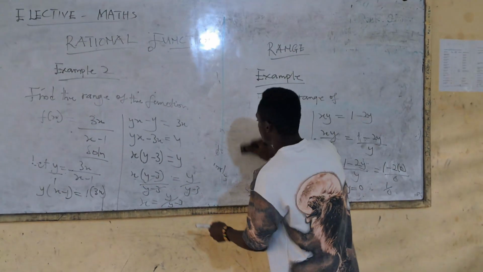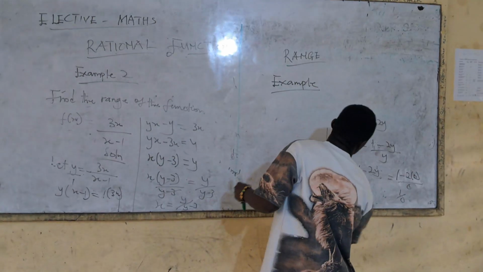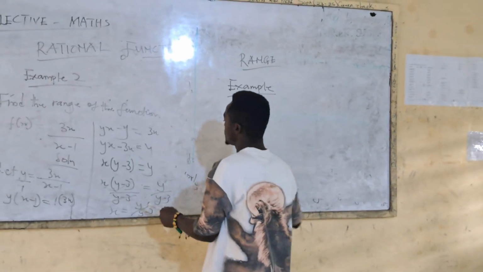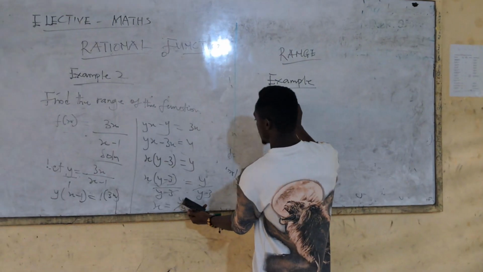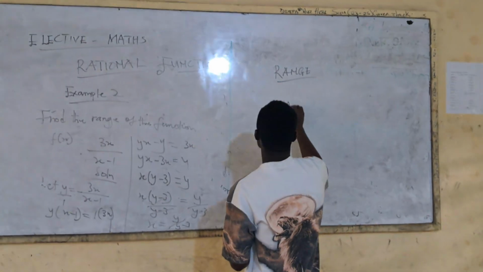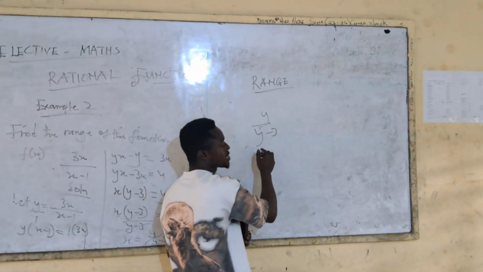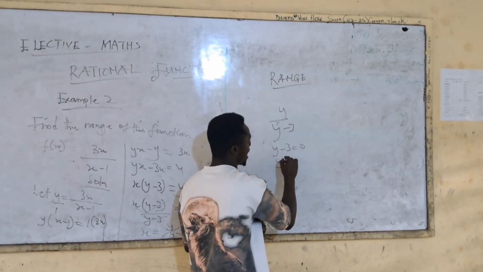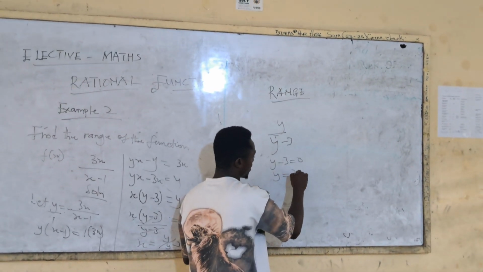Once we have this, it becomes the range. Now let's always equate the denominator to 0. We are working with the answer y over y minus 3. If you equate the denominator to 0, we have y minus 3 equal to 0. Therefore, y is equal to 3.